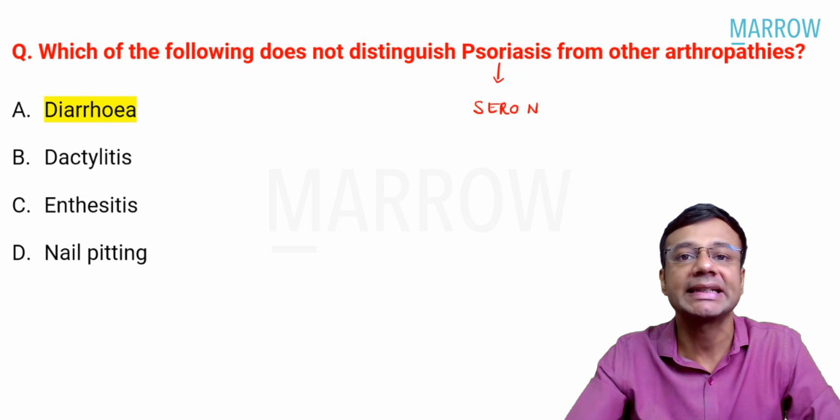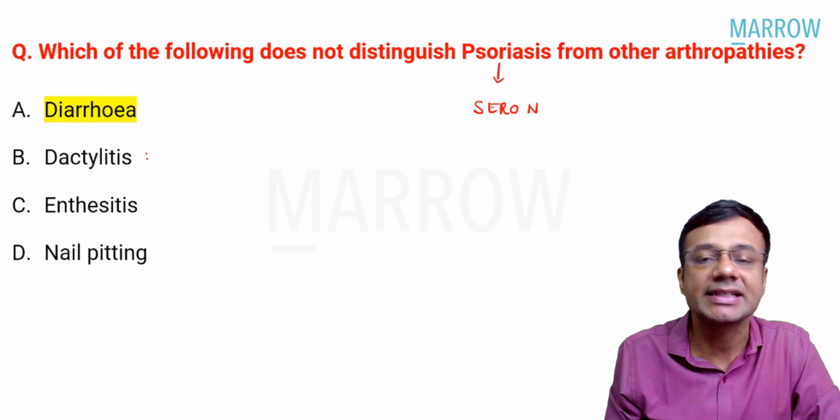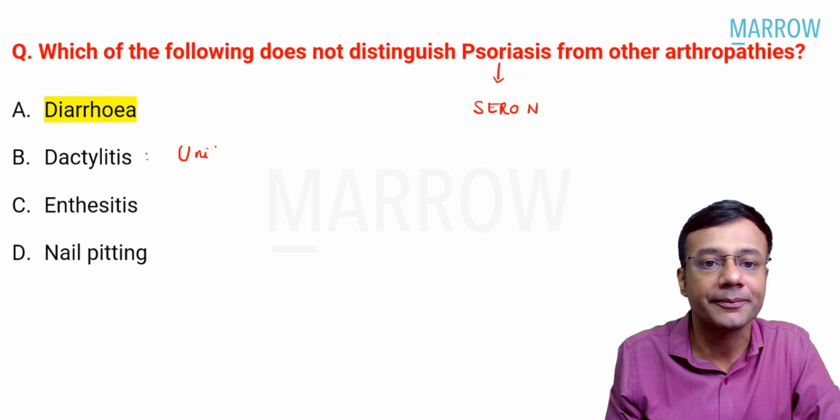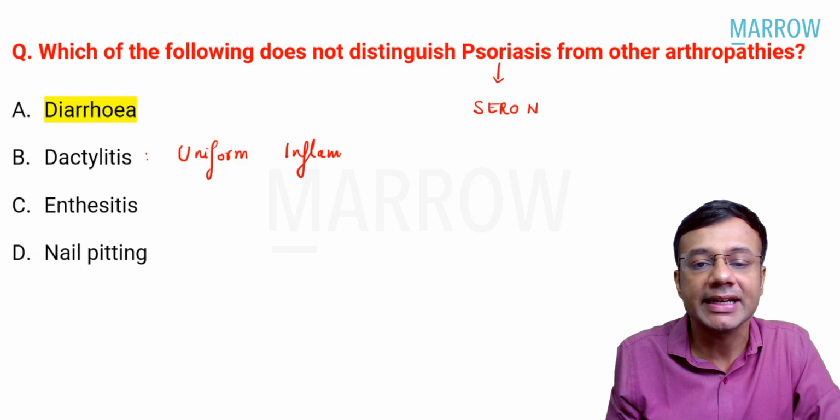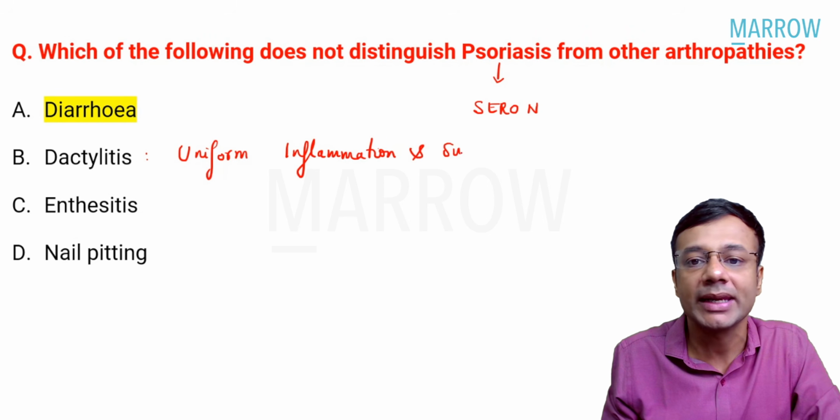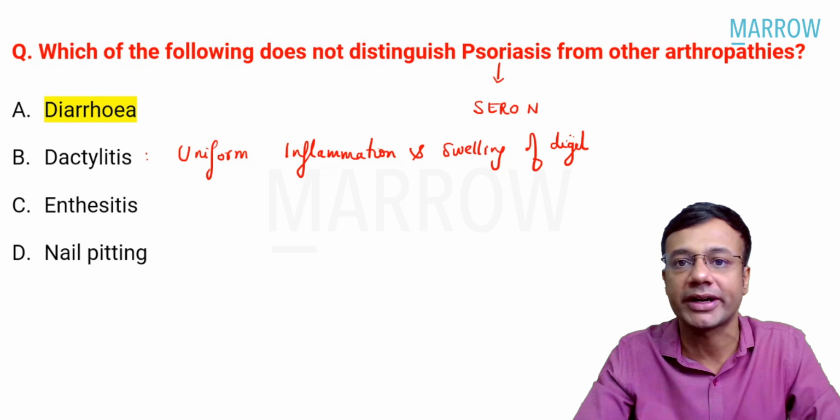Number 1, dactylitis. Now, what is dactylitis? Dactylitis is uniform inflammation and swelling of the digit. So, uniform inflammation and swelling of the digit is called as dactylitis. So, this is an important feature of psoriatic arthropathy.